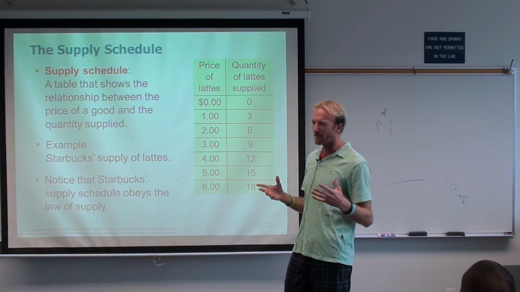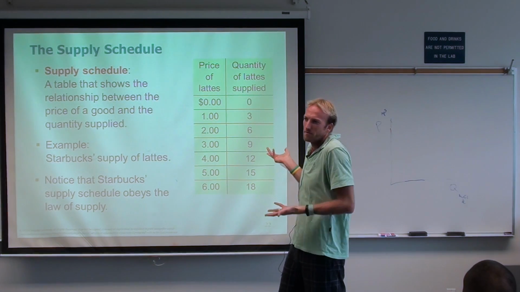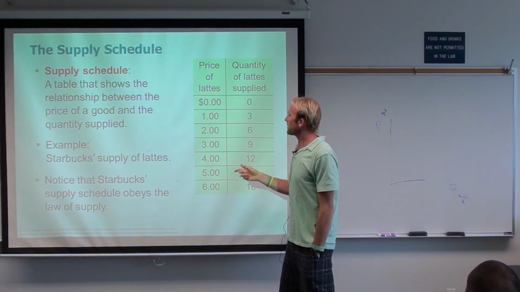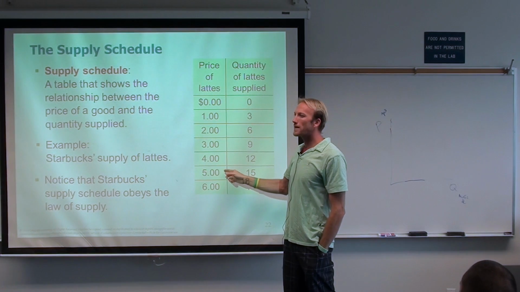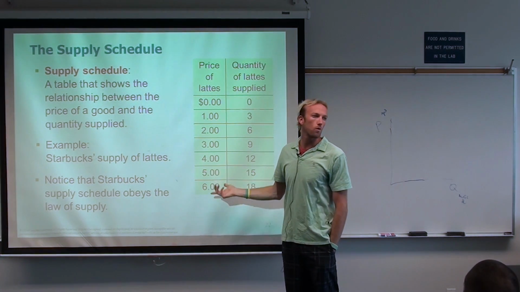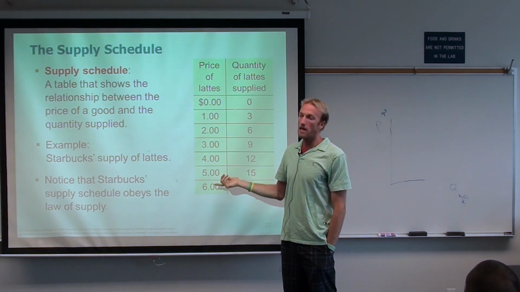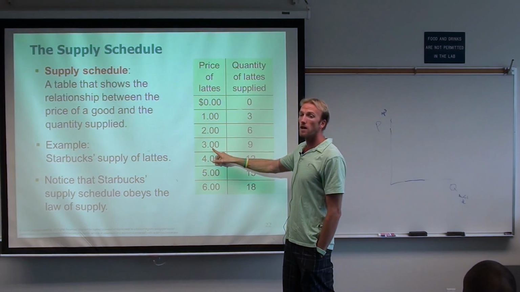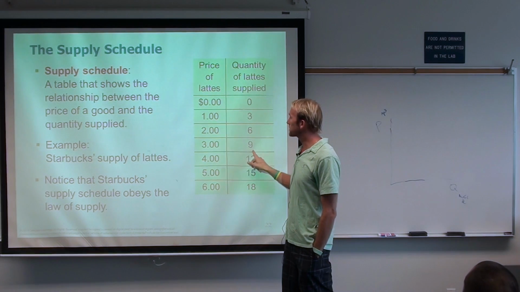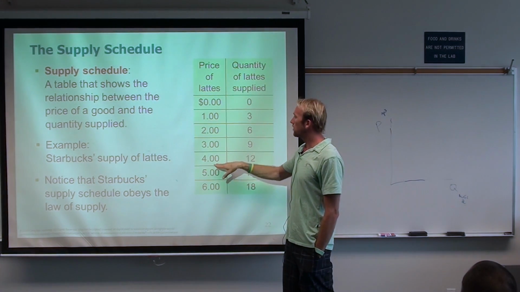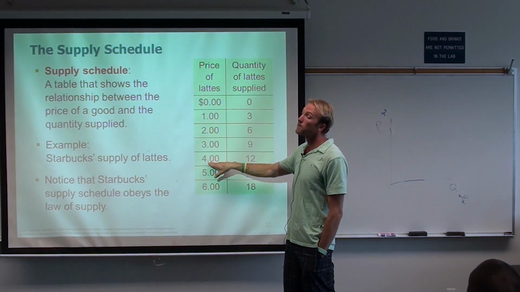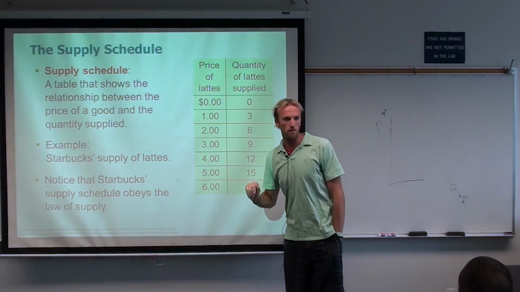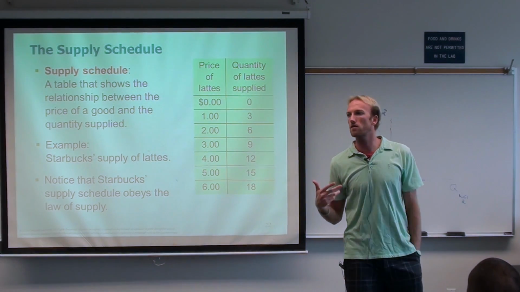I was like, what the heck's going on? Starbucks just changes their price. But this is like they're showing up to the marketplace and they're just being told how much. And then they respond. Someone tells Starbucks, you have to sell your lattes for $3, so Starbucks responds by selling 9 of them, right? Or, okay, you can sell them for $4 now, so they respond by selling 12. That's the key to understanding the law of supply.